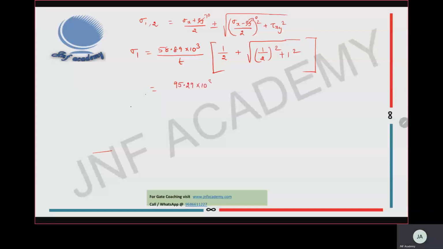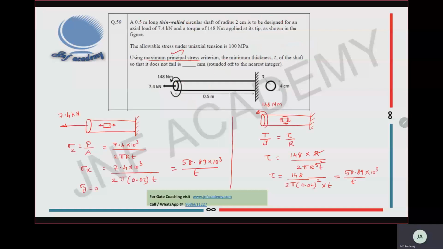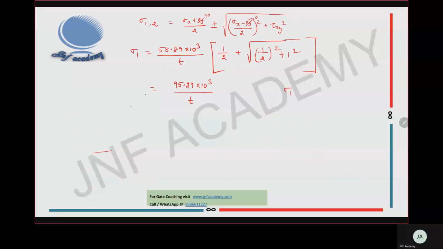(95.29 into 10 power 3 divided by thickness). So according to maximum principal stress theory, whenever the maximum principal stress of a complex loading system reaches the critical value, that is 100 megapascal here. So we have to find out the thickness for the critical value. Since I am following all the data in meter and Newton, I am using 100 into 10 power 6.